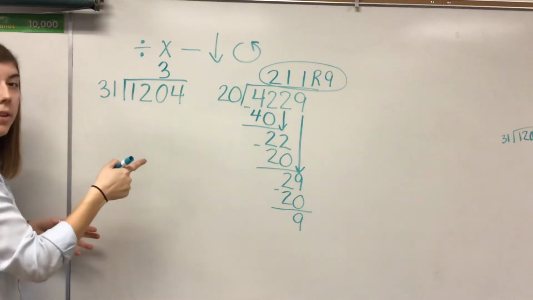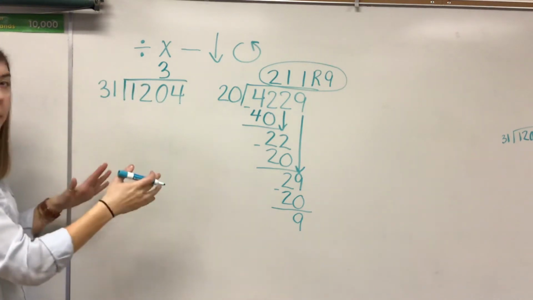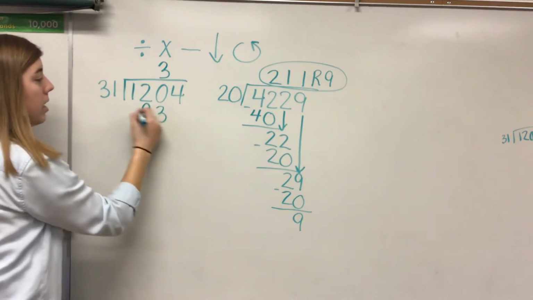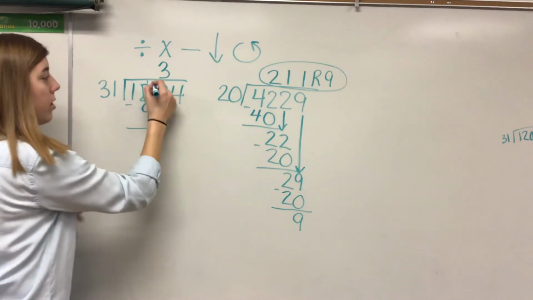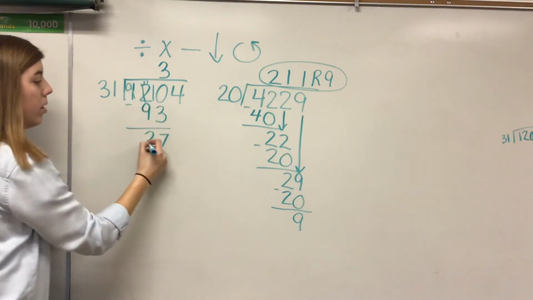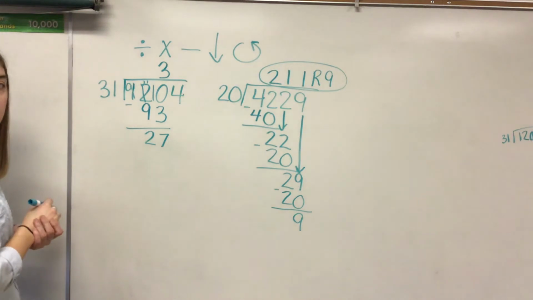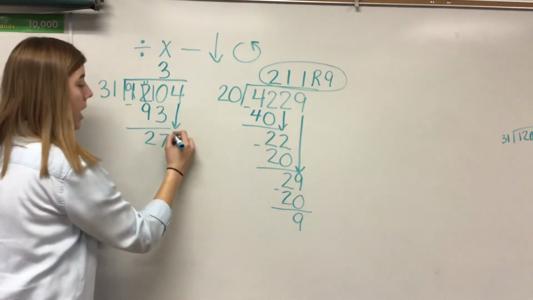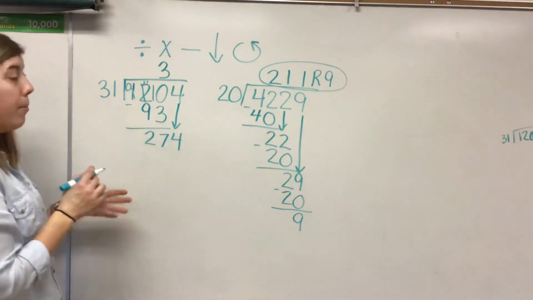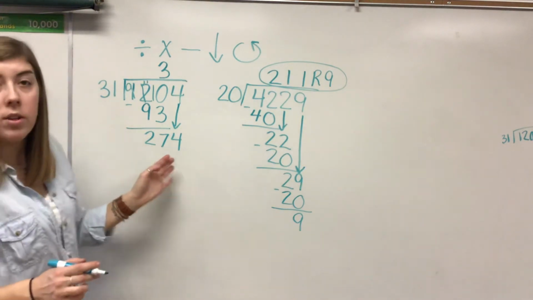If you didn't know that off the top of your head, you could work that off to the side and come back. Okay, 3 times 31 is 93. And now I have to subtract, and I'm just going to subtract like normal. Alright, that leaves me with 27. Now I'm going to bring it on down and bring it on back. Whoa, big number, right? Big number. How many 31s can go into 274?